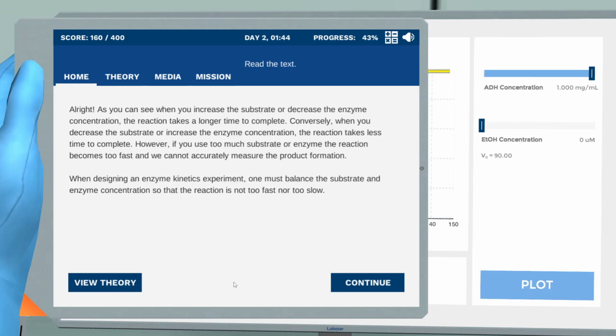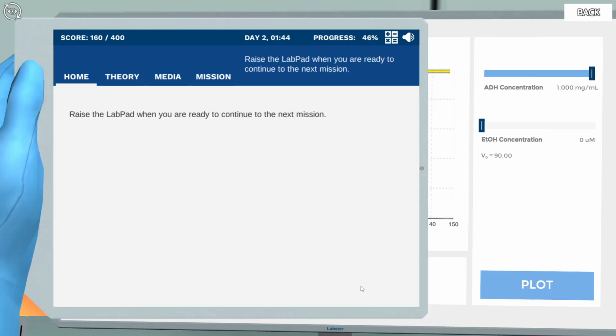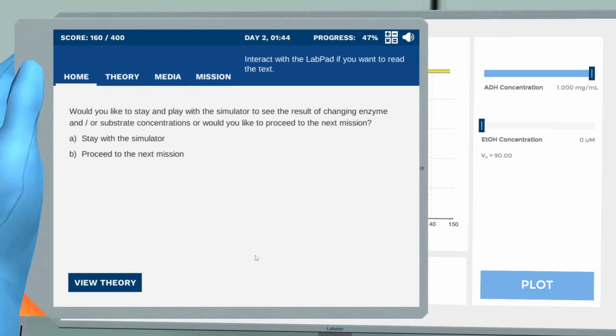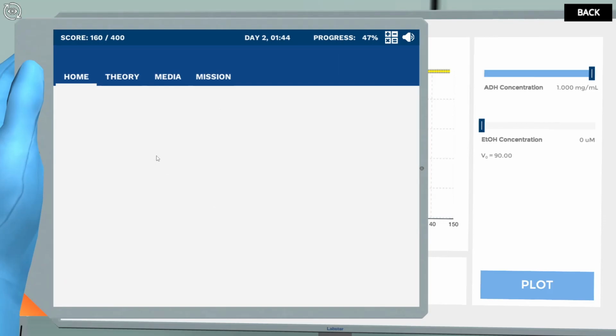However, if you use too much substrate or enzyme, the reaction becomes too fast and we cannot accurately measure the product formation. When designing an enzyme kinetics experiment, one must balance the substrate and enzyme concentration so that the reaction is not too fast nor too slow. Raise the lab pad when you are ready. Would you like to stay and play with the simulator to see the results?